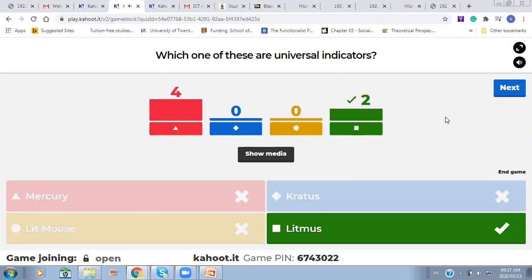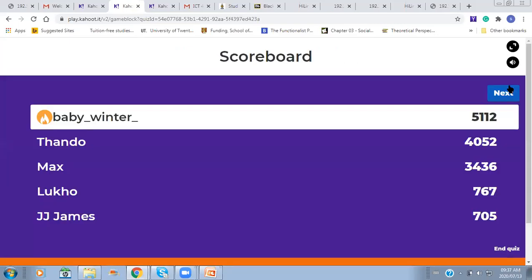All right, which one of these are universal indicators? So let's see. Two people got this one right. Let's see who got it first. Yeah, it's Winter first, and Tando. So let's go on to the next.